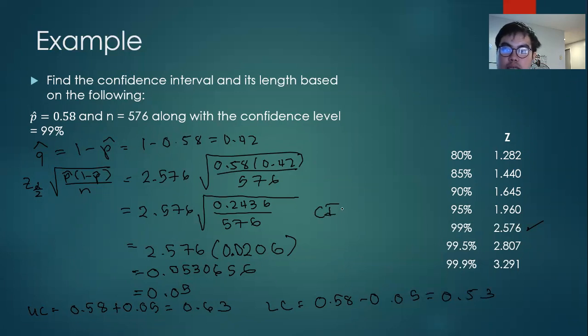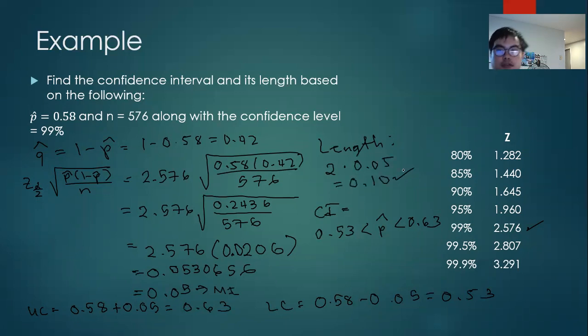Okay, so it will become 0.53 is less than p hat is less than 0.63. So here's the margin of error. To get the length, we are going to multiply 2 with 0.05, which is 0.10. So this is the length of the confidence interval.